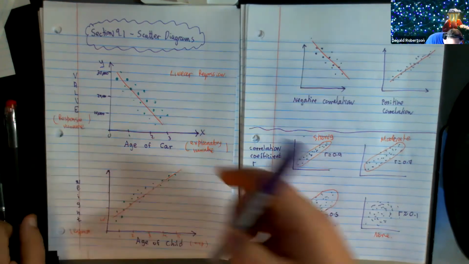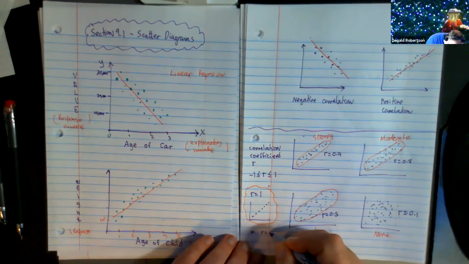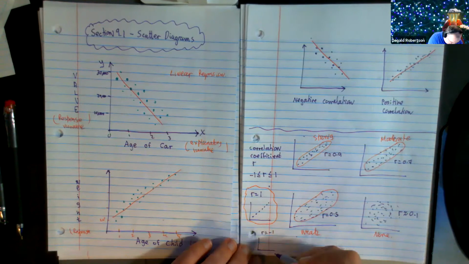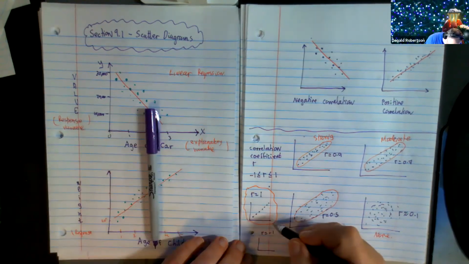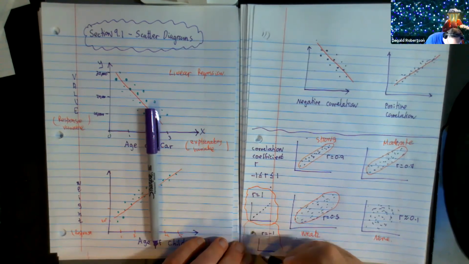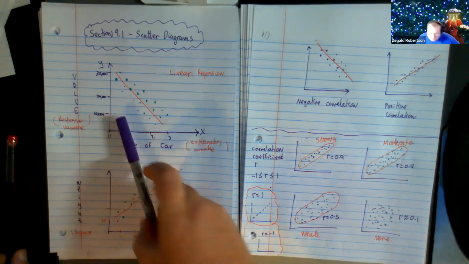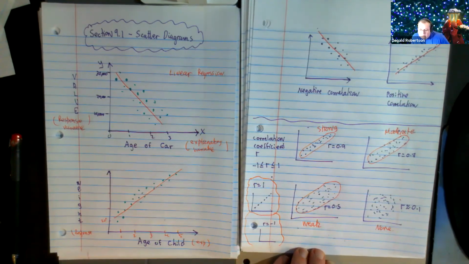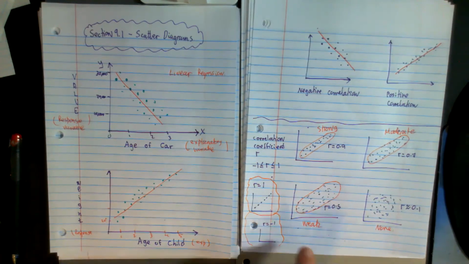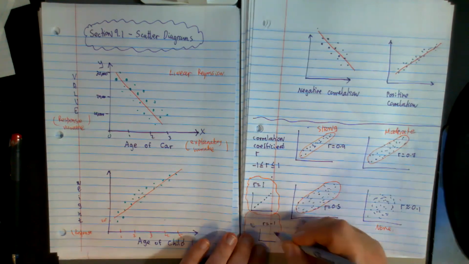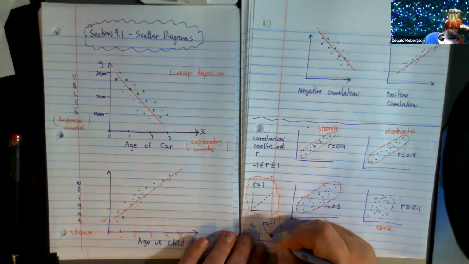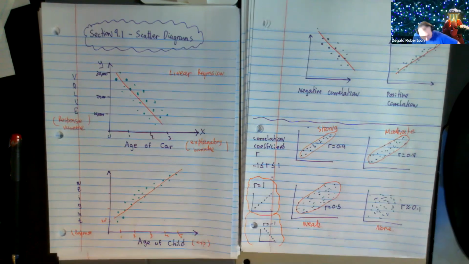Can you imagine what a correlation of -1 would be? Would it be a straight line just going the opposite direction? Yes. It would be a straight line going down the way.